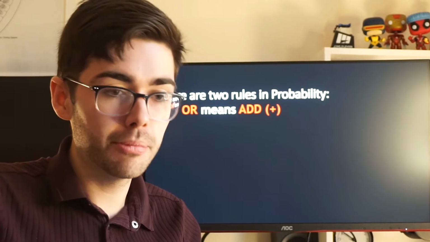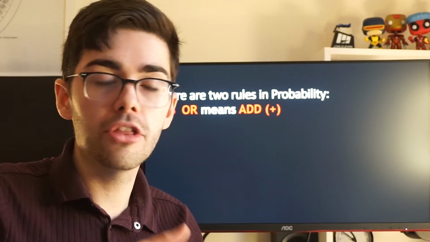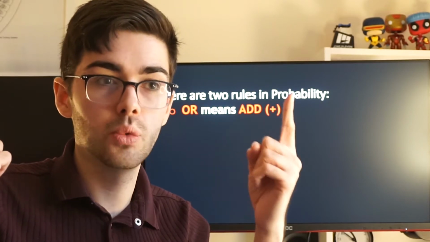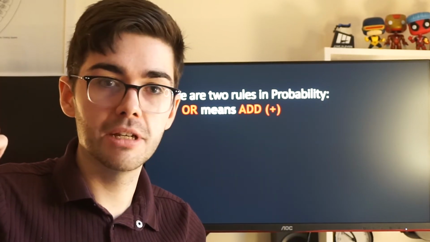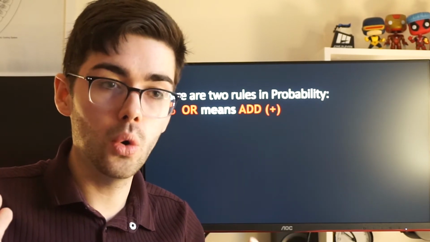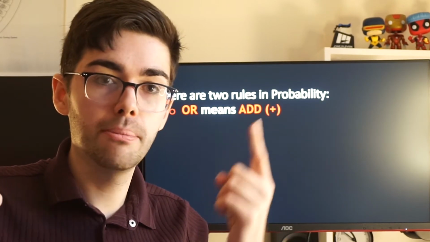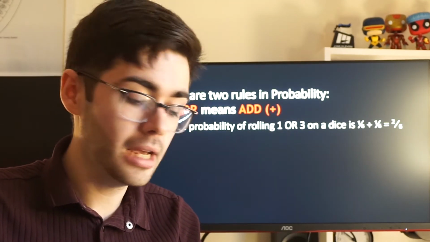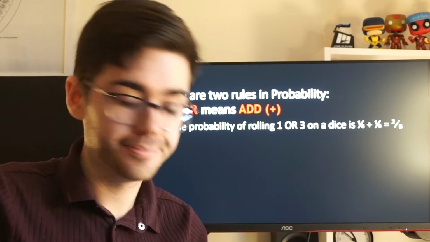If I wanted to say the probability of rolling a 1 or a 3 on a dice. There's a 1, there's a 3, so the probability of a 1 would be a 6th, probability of a 3 would be a 6th. What's the probability I roll a 1 or a 3? It's 1/6 plus 1/6, and that would give me 2/6. Okay, because or means add.